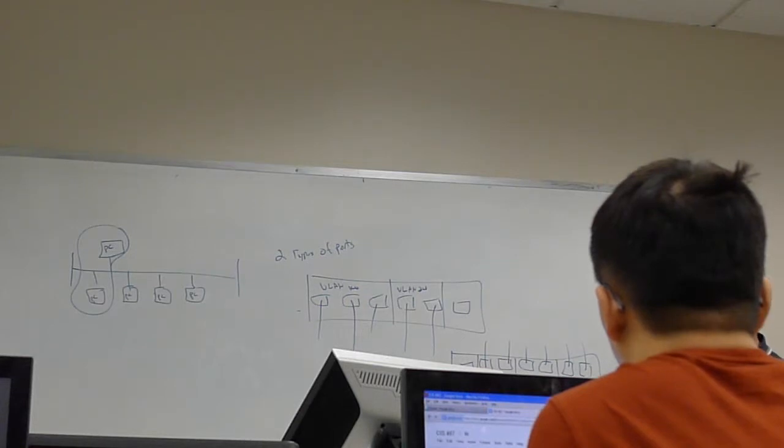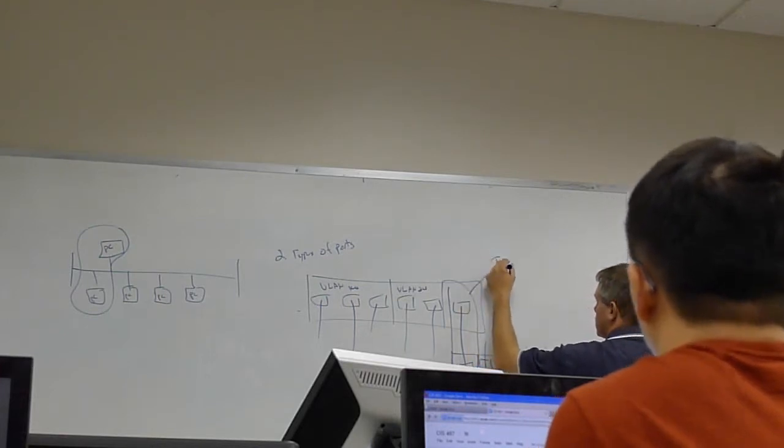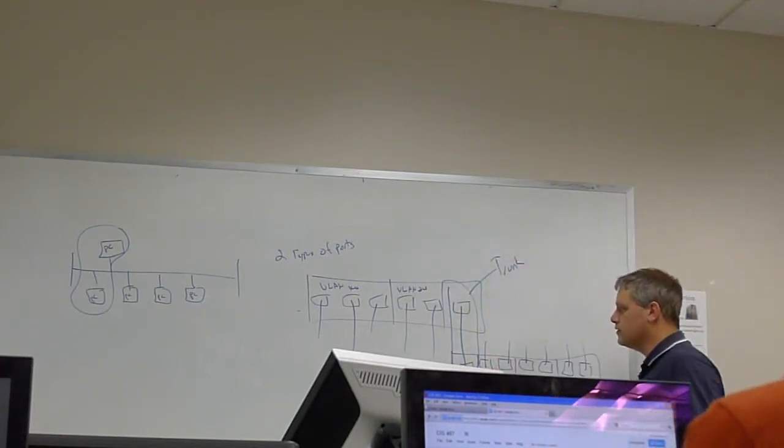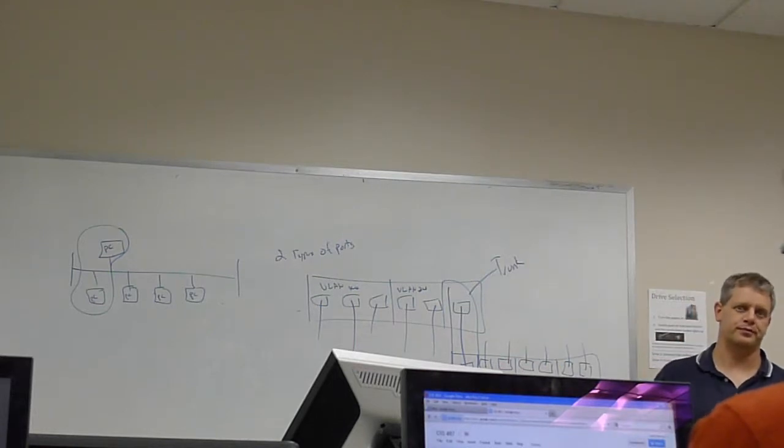Now, I need to tie both these switches together so that VLAN 200 can talk to VLAN 200, VLAN 100 can talk to VLAN 100. This is a trunk that I can configure multiple VLANs across.